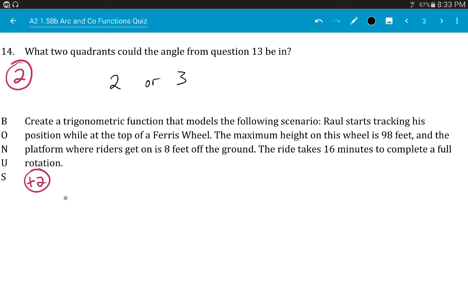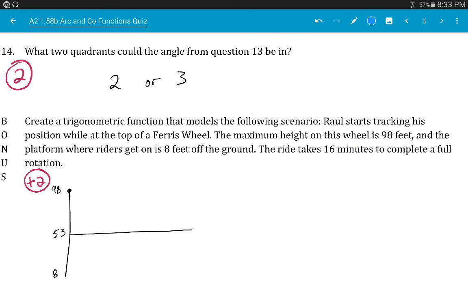So I'm going to start off with a graph. All right, here's my graph. I know that a Ferris wheel starts up, goes down, and then back up again. He starts tracking his position at the top, so it's here. The maximum height is 98 feet, so that must be where we start. The platform where riders get on is 8 feet off the ground, so that's the lowest it must go. In between here is 90, so we add these up and divide it by 2. Add them up gets me 106, divided by 2 is 53.